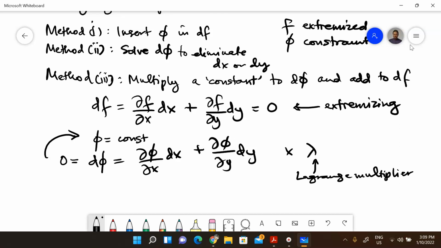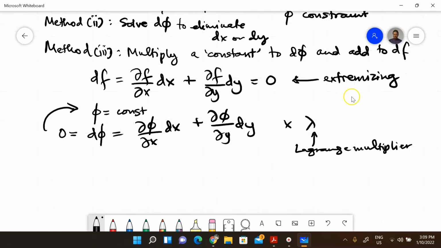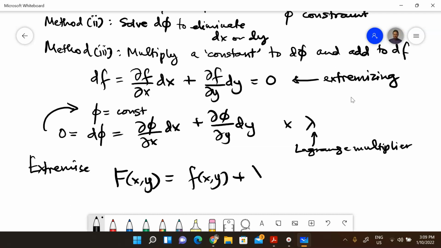So it seems like making the problem a bit more complicated, but I'll tell you why it can sort of simplify things. So now, instead of extremizing small f, I will extremize big F, expansion of x and y, where your big F essentially is given by the small f of x and y, plus lambda times the constraint.